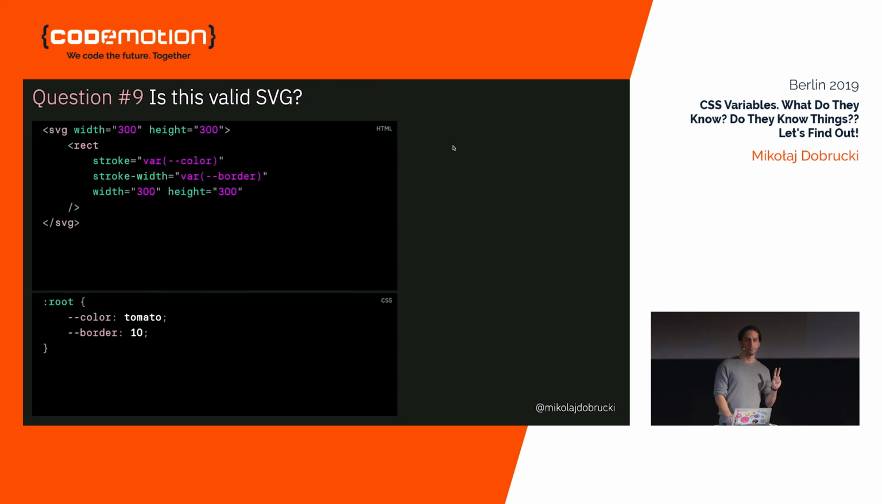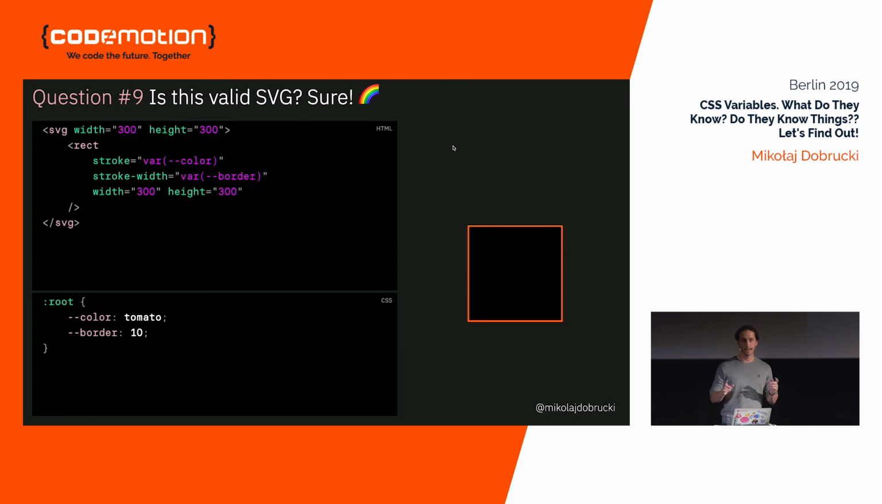And OK, we have 2 more examples to go. The first one will be SVG. Do you think that you can use custom properties for attributes in SVG? And the answer is yes. Just remember that not for all of them, because some of the attributes in SVG are at the same time CSS properties. And in such case, good to go. You can just use your variables directly in SVG.